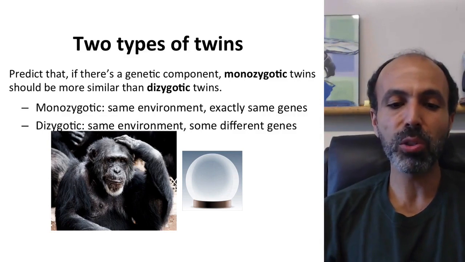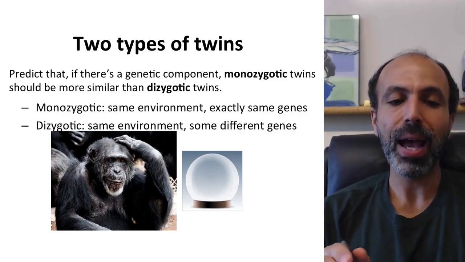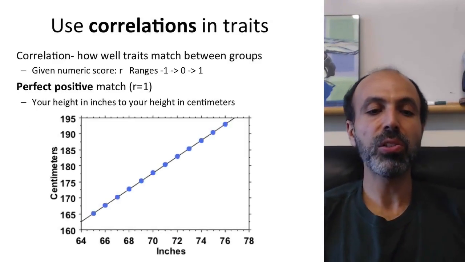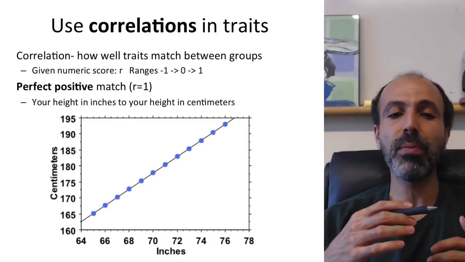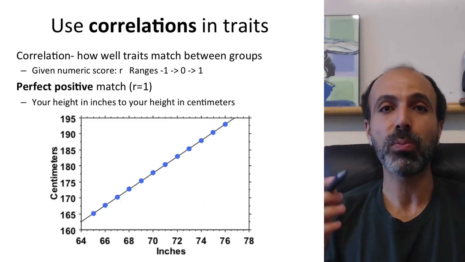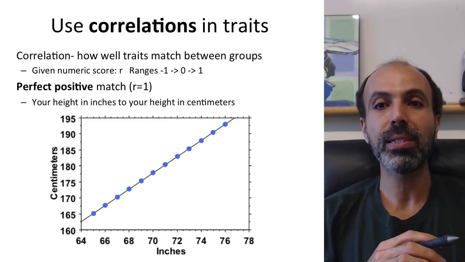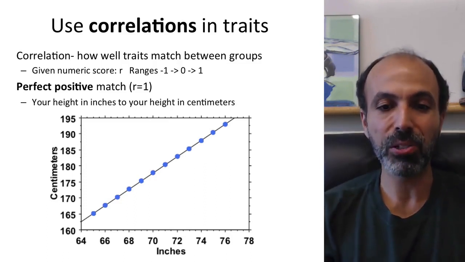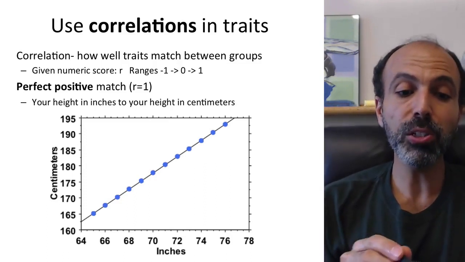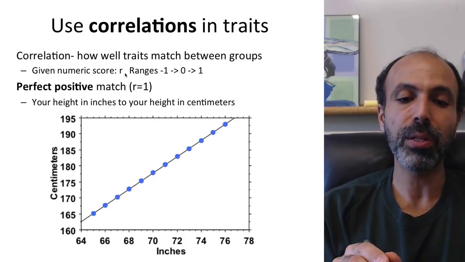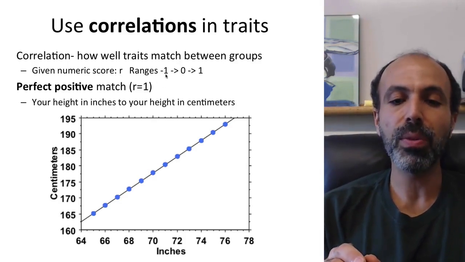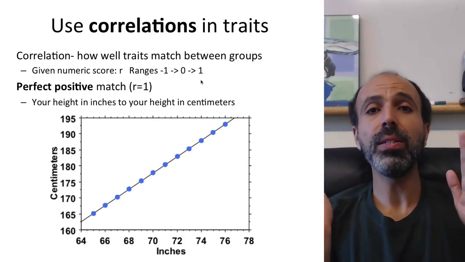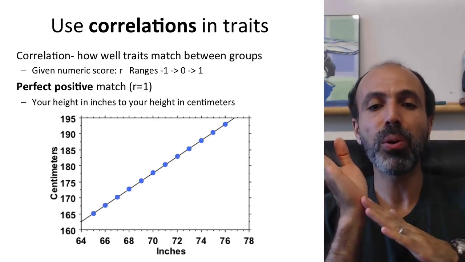So the way we measure how similar or how different you are is using correlations. This gives you some measure of how well traits match between groups. I know some of you may have had a statistics background, some of you may not, so for those of you who already know some statistics, I apologize for this review. Correlations are given a numeric score, which is often labeled an R, and that R ranges from -1 to 0 to +1. What this does is indicate how closely one predicts the other.